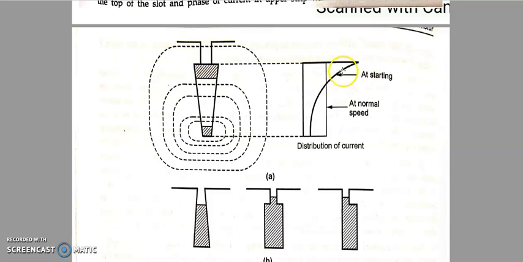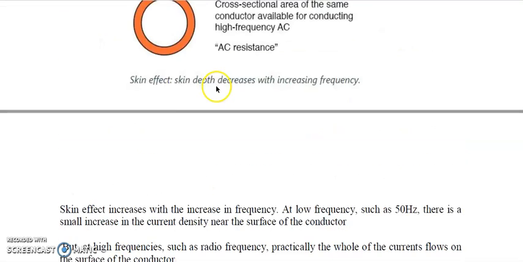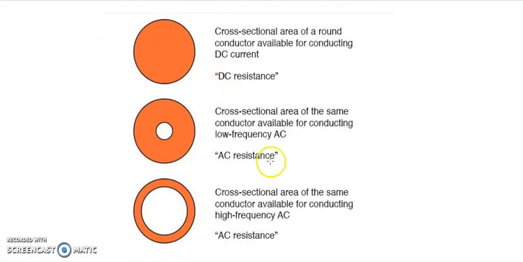Now let us see how this is reduced, how the starting resistance is reduced. As I told you, due to skin effect the area of cross section will decrease. If the area of cross section decreases, the resistance of the conductor will increase. This is what we learned in skin effect.